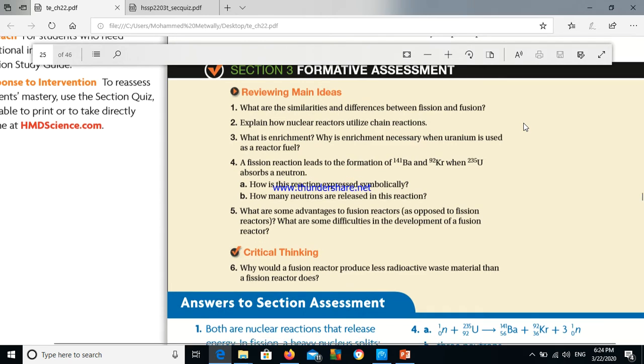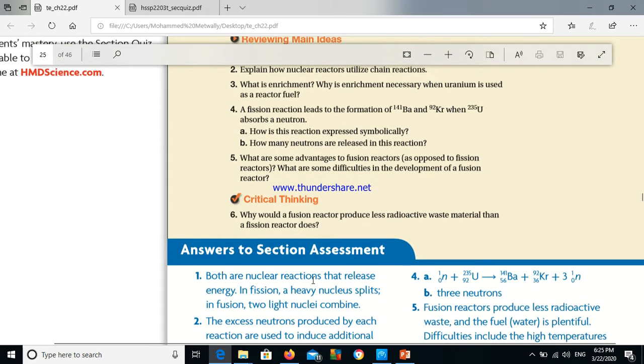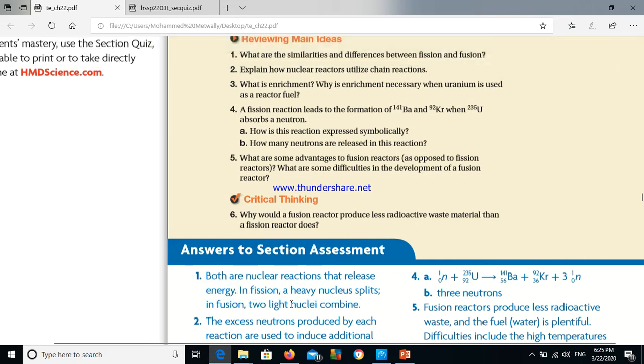First, similarities. Both are nuclear reactions. Both fission and fusion are nuclear reactions that release energy. The difference between them: in fission, a heavy nucleus splits into two or more smaller nuclei, but in fusion, two light nuclei combine.